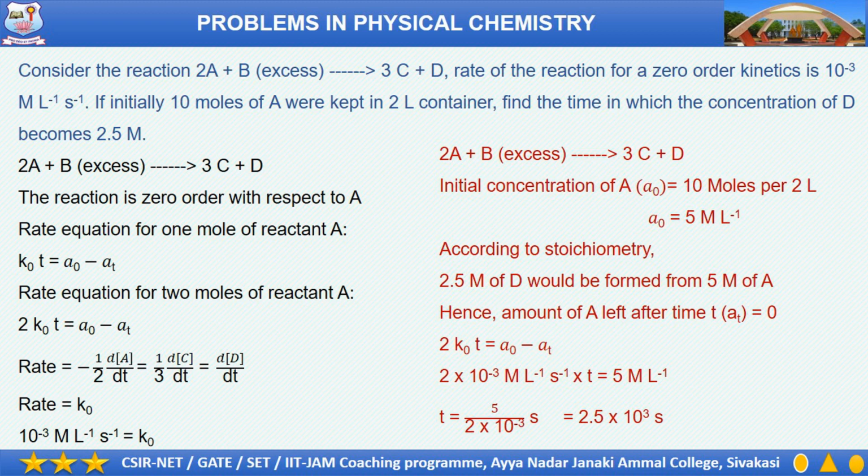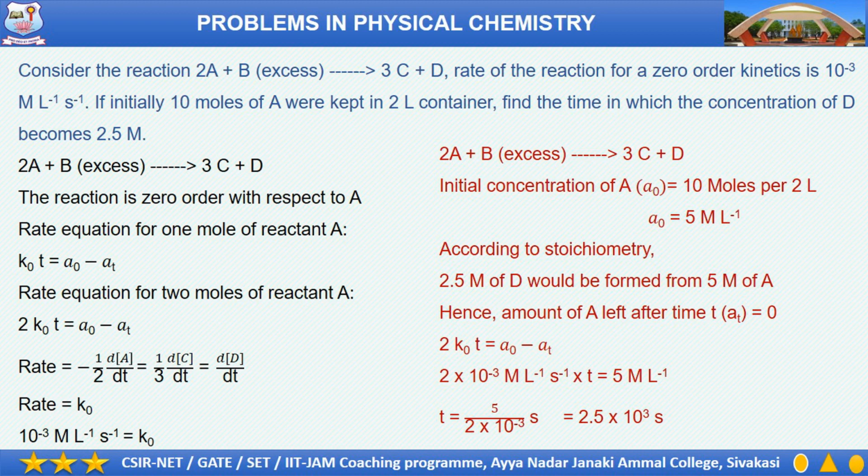Next, the rate of the reaction is given, and you are going to calculate only the K naught. What is the rate of the reaction? We have already seen the rate of the reaction is equal to minus half d of A by dt, is equal to 1 by 3 into d of C by dt, equal to d of D by dt, the change in the concentration of D with respect to t.